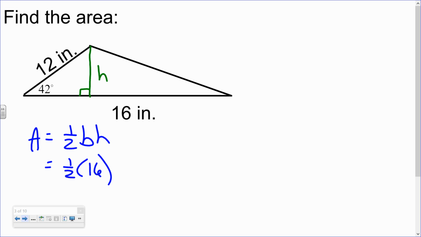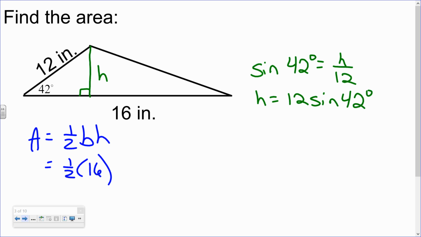However, given the one that we just did, Kinsley, what can I do to find h? Okay, so sine of 42 degrees equals h over 12. So h is going to be 12 sine 42 degrees. And again, we're not going to enter that yet. So everybody good with what we've thought through so far?